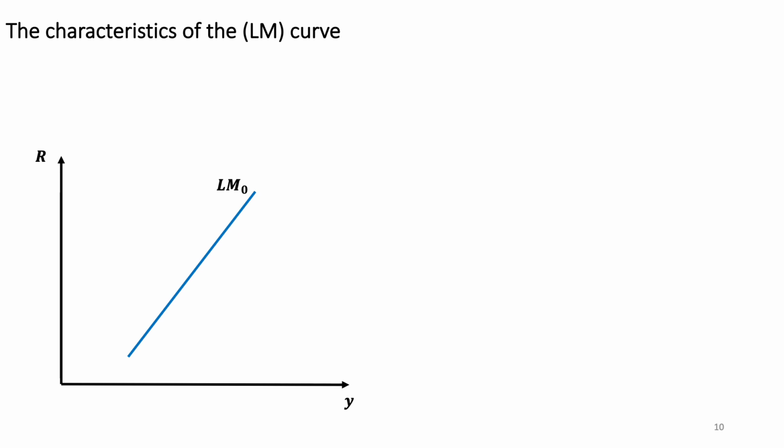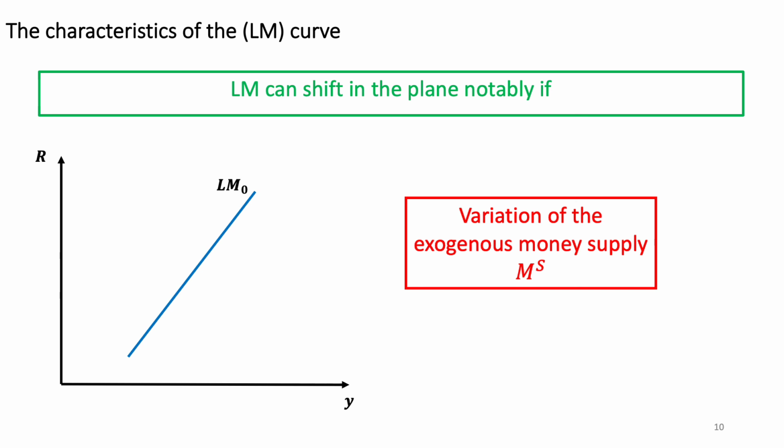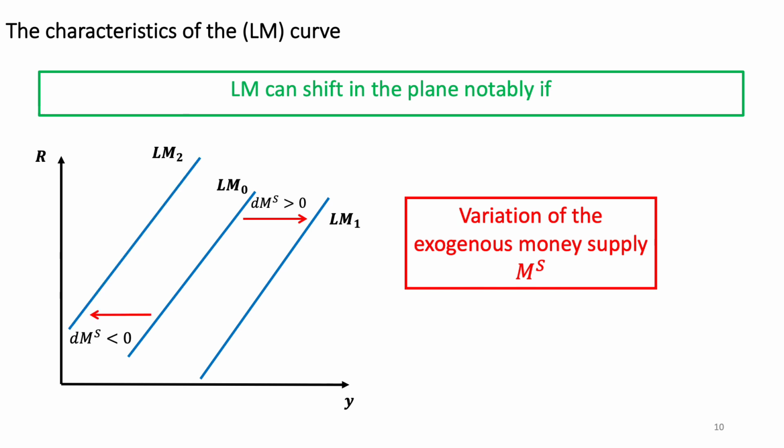Same as IS, the LM curve can shift in the plane YR when an exogenous variable, non-expressed in the axis, varies. This is the case, for example, when the supply of money, which is exogenous, varies. An increase in money supply will make LM shift to the right, and a decrease in money supply will make LM shift to the left.